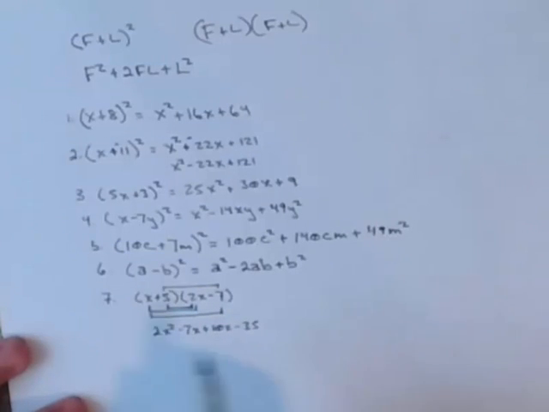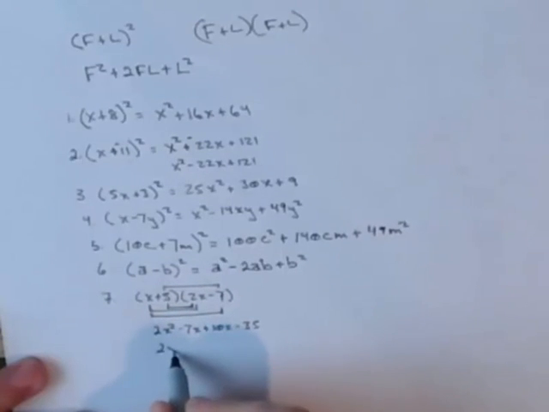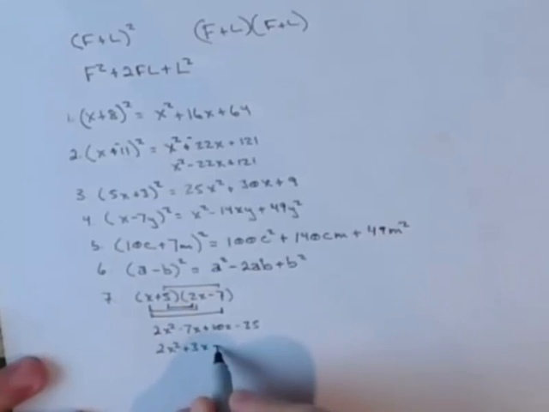Now, because this was a FOIL and not a perfect squaring of a binomial, I need to go back and combine my like terms, and we're going to find like terms that need to be consolidated in the center where our outside inside terms are at. So we have 2x squared, it's minus 7x plus 10x, or that net here of plus 3x minus 35. Let me check that real quick. Number 7, 2x squared plus 3x minus 35. That checks. That is the answer to number 7.